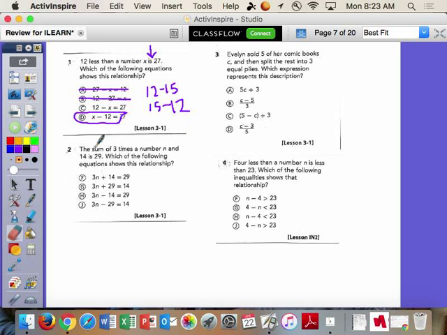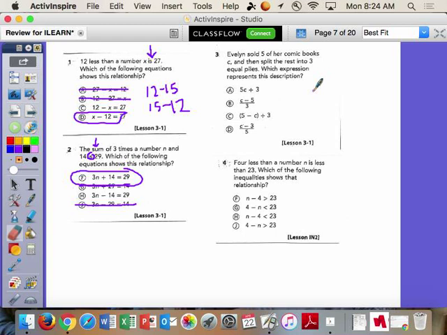Okay? The sum of 3 times the number n and 14 is 29. So remember that magic word is means equal. So that means this one's out and this one out. What does sum mean? Add or subtract? Add. So you should get F. This one's the hardest one, I think, on this page.